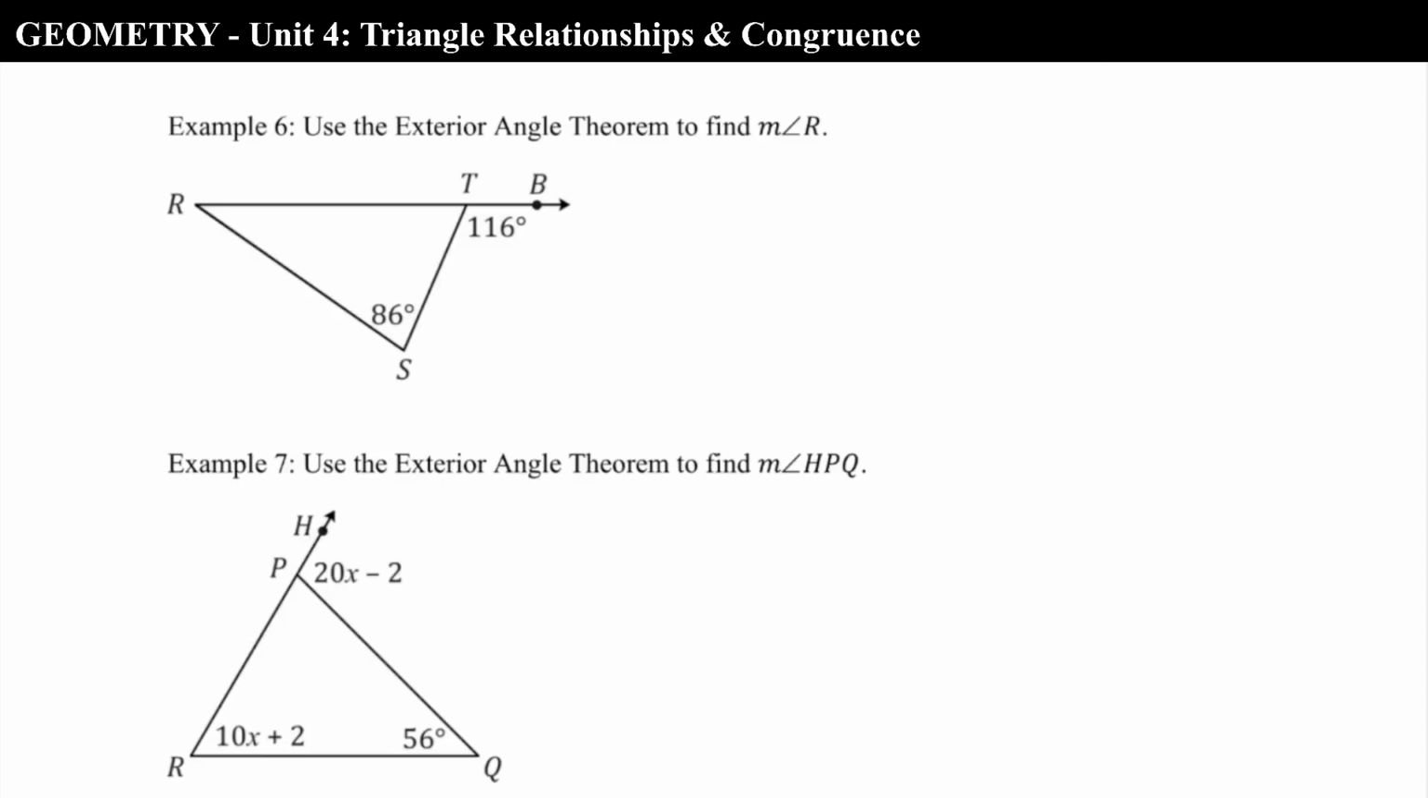Starting with example 6. We're going to use the exterior angle theorem to find the measure of angle R. Well, we know that 86 plus R is going to be equal to 116 from the exterior angle theorem. So the measure of angle R plus 86 equals 116. Subtract 86 from each side, and you get that the measure of angle R is equal to 30 degrees.